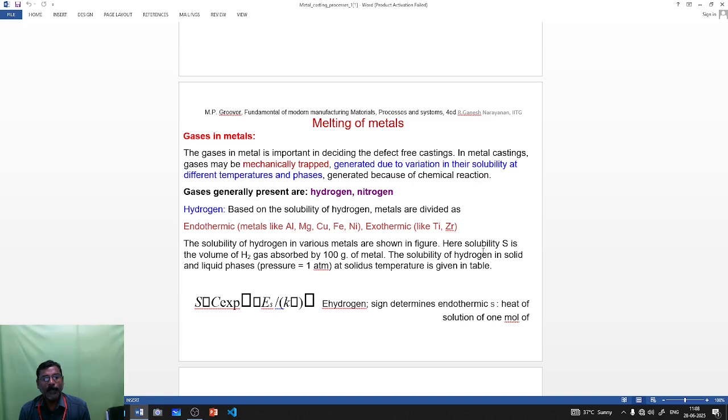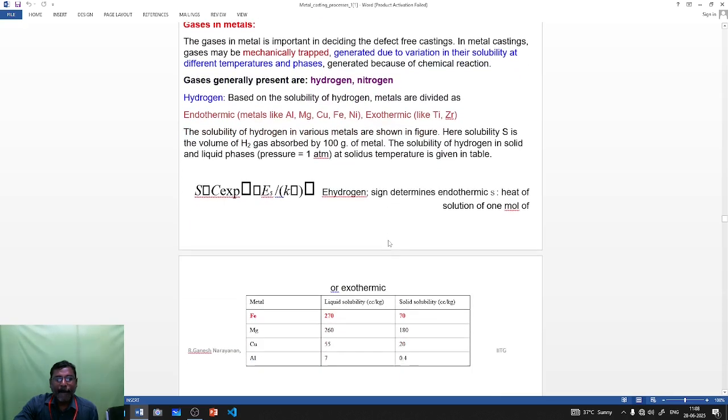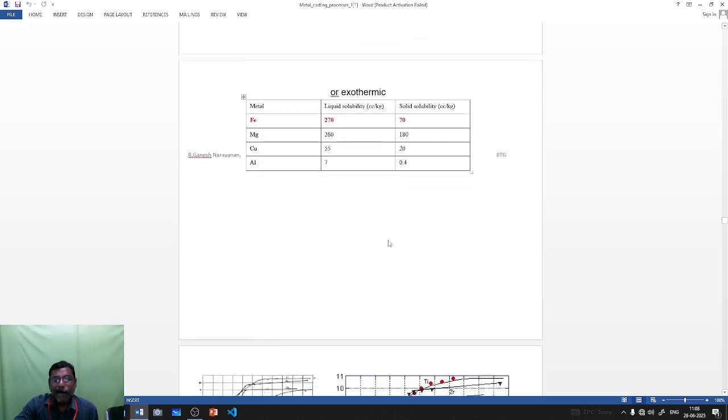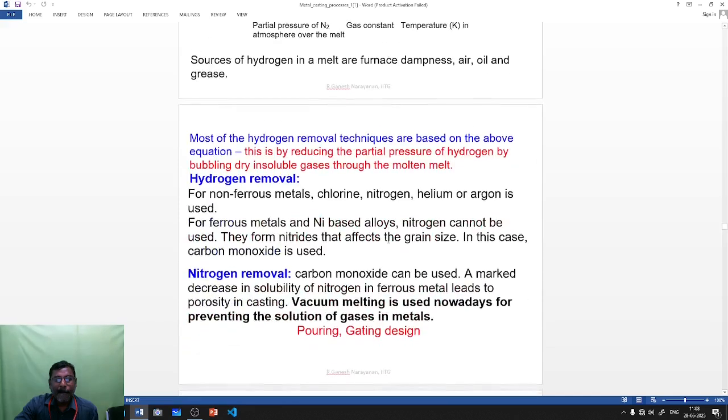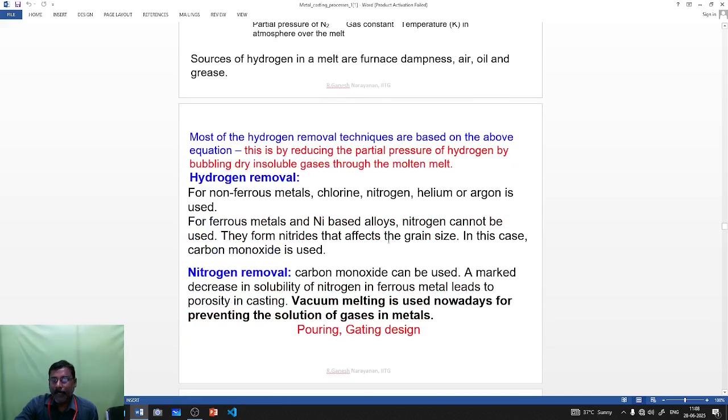For example, hydrogen solubility changes based on solidification. Most of the hydrogen removal techniques are based on the above equations. This is done by reducing the partial pressure of hydrogen by bubbling dry inert gases through the molten metal. For hydrogen removal in non-ferrous metals, nitrogen, helium or argon is used.